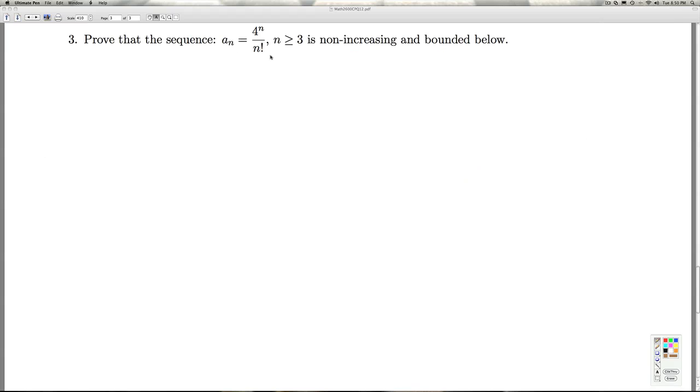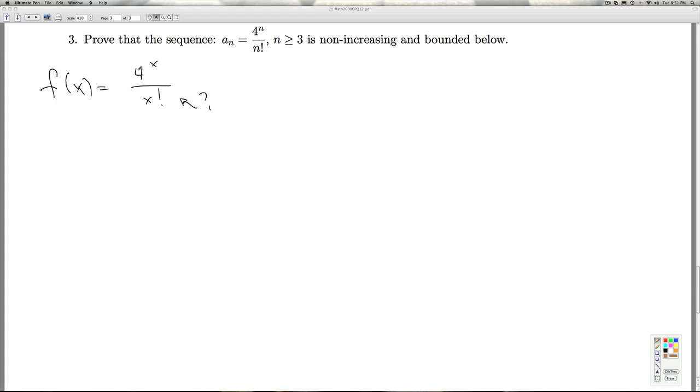All right, number 3, we're asked to prove the sequence here is non-increasing and bounded below. Okay, so one way to try to do this, to show a sequence is non-increasing, is we can replace the n, the discrete variable, with x, the continuous variable, and look at the associated function f of x. So if we do that in this case, we get 4 to the x, which we understand. But what the heck is x factorial?